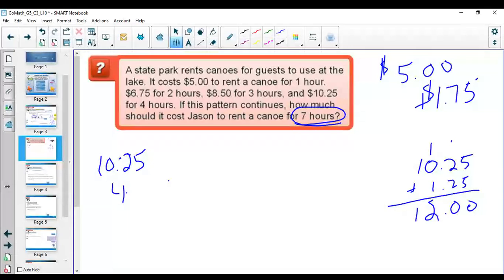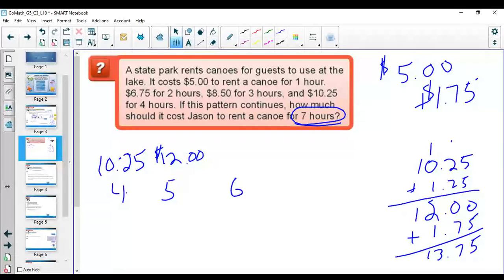So for 5 hours, it's going to cost us $12.00. So then we would add to that another $1.75. Hopefully we can see pretty easily here that this is going to be $13.75. So for 6 hours, it's $13.75. And then for the 7th hour, we would once again add our cost for 6 hours, which was $13.75.